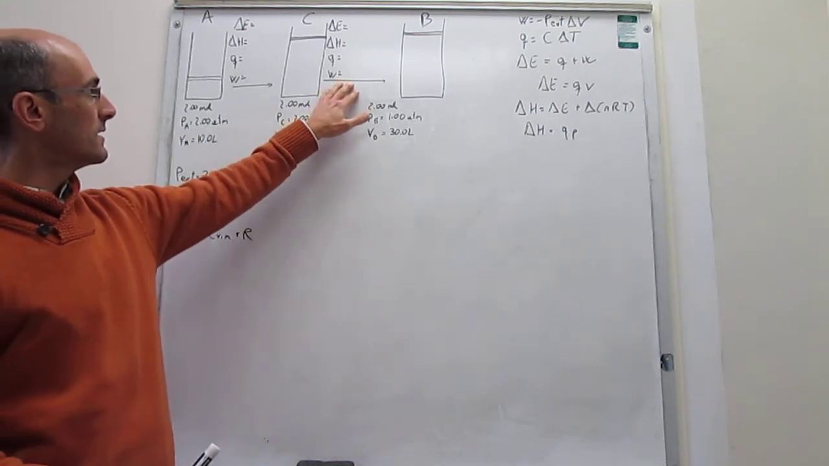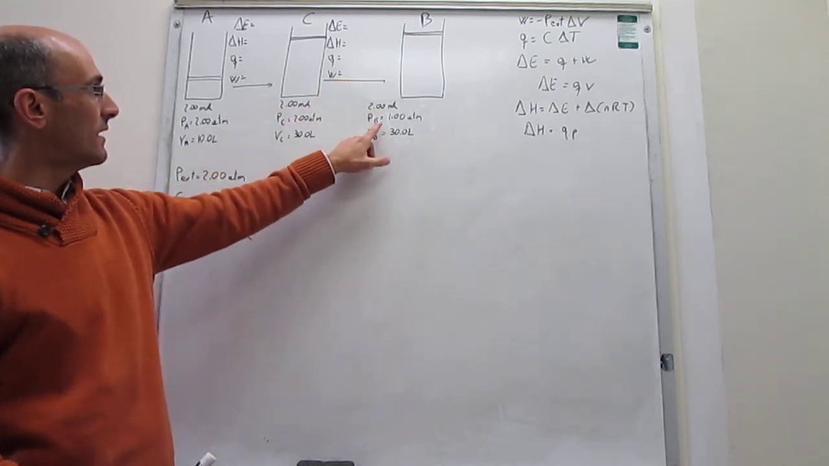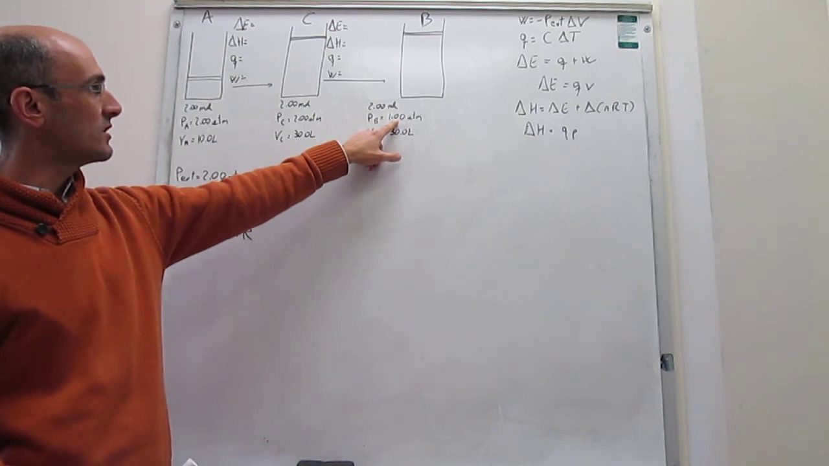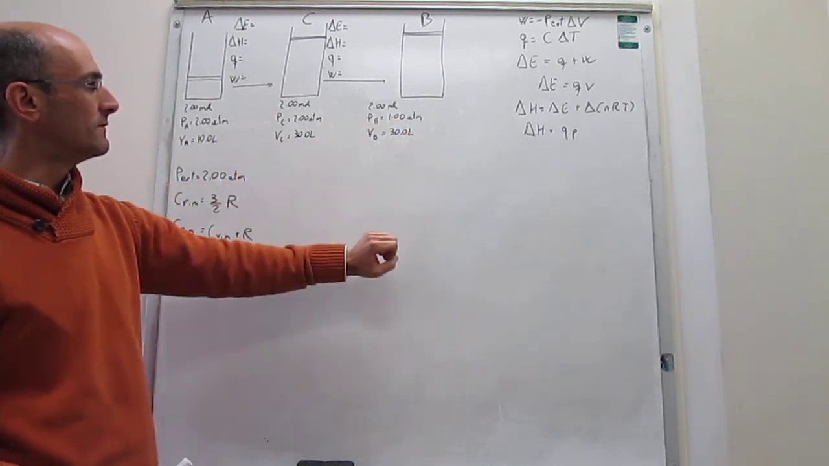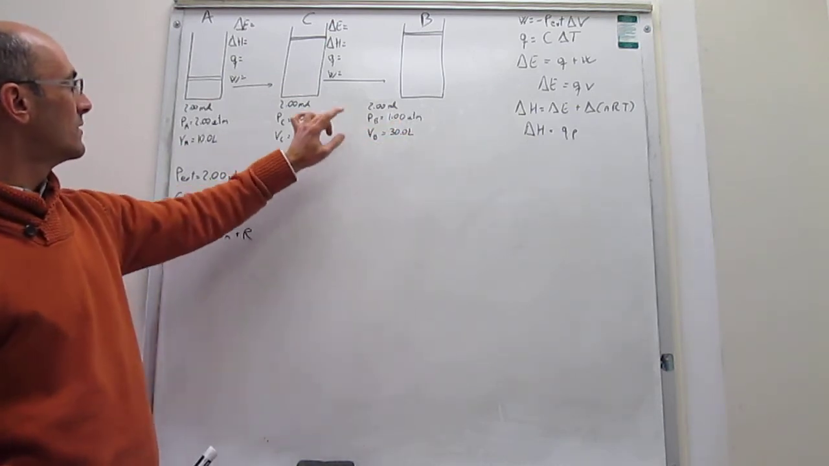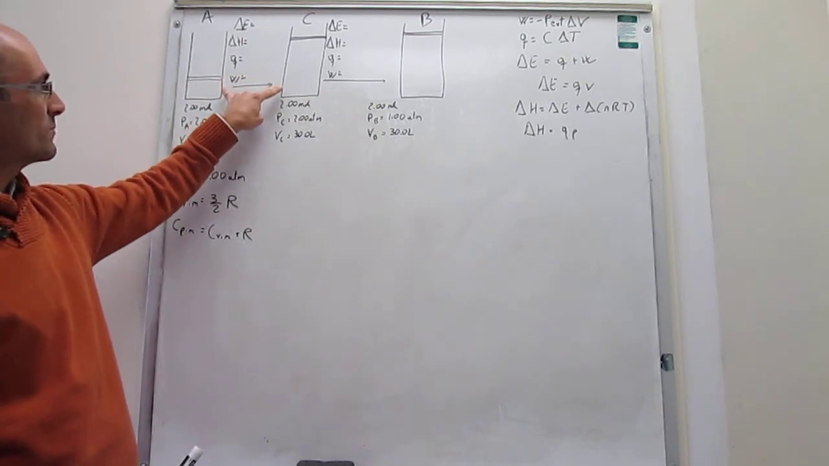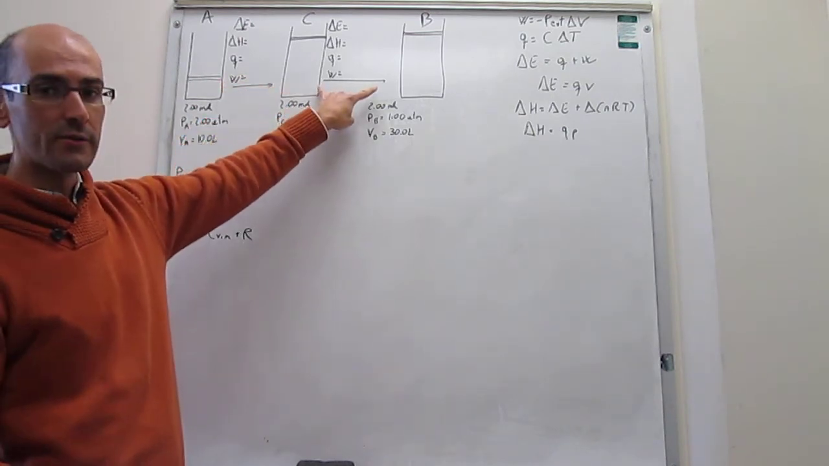And then we're going to let that gas undergo another change in which the pressure will drop, but the volume will stay the same. So notice that the first will be a constant pressure process, and that is a constant volume process.